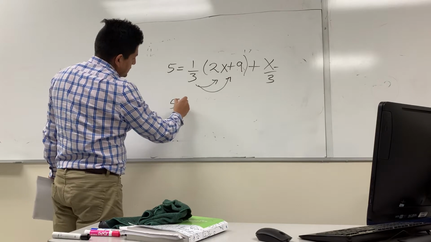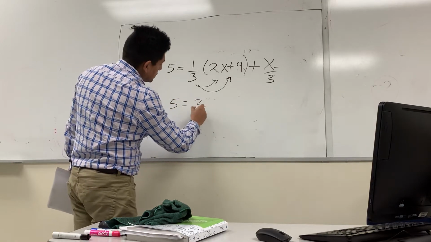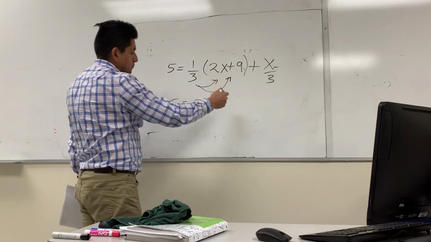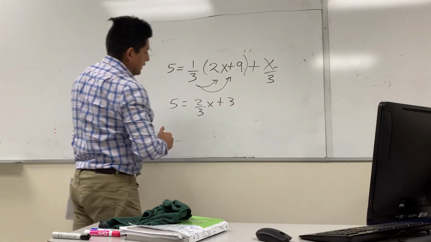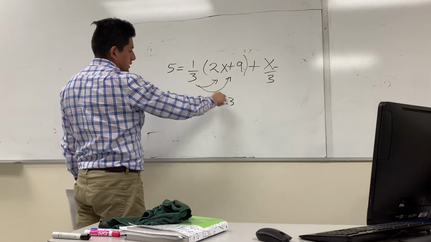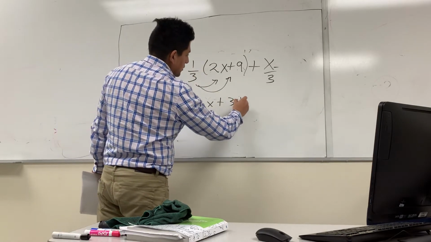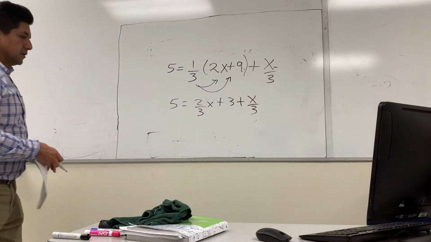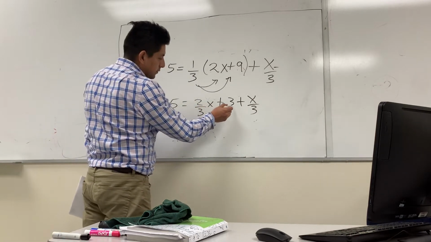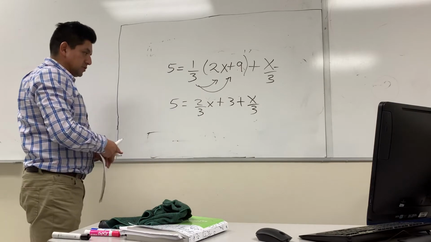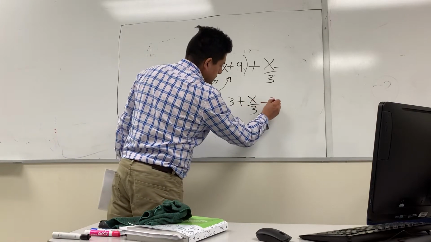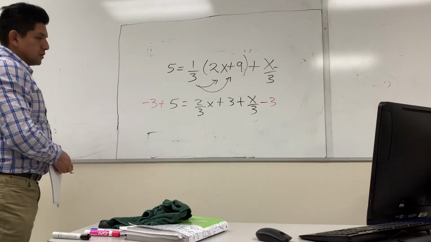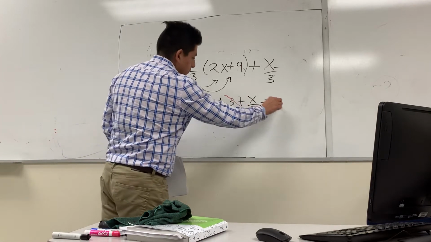So I have 5 is equal to 2/3 of x plus 1/3 times 9 will give me simply 3, because 9 divided by 3 is 3. And that one plus x over 3. Okay, so this 3, I wanna get rid of it. So I'm gonna subtract 3 from both sides. So 3 minus 3 goes away.